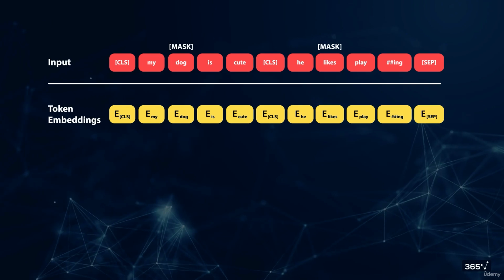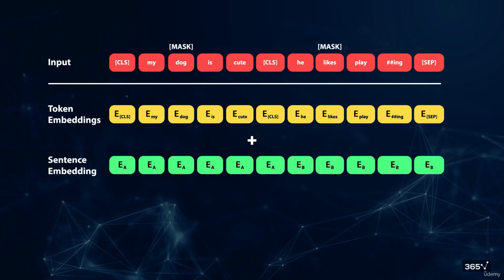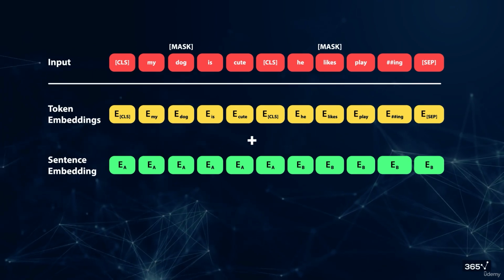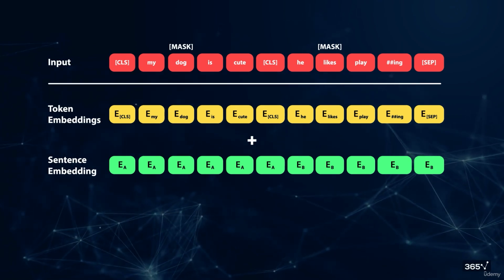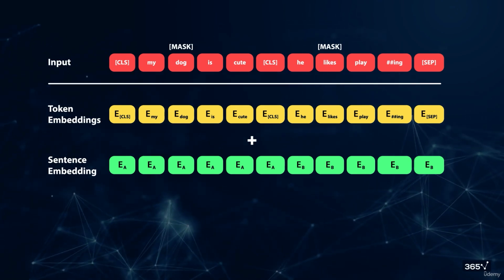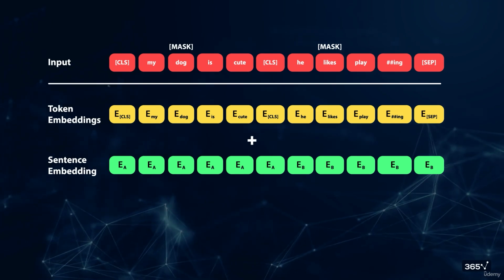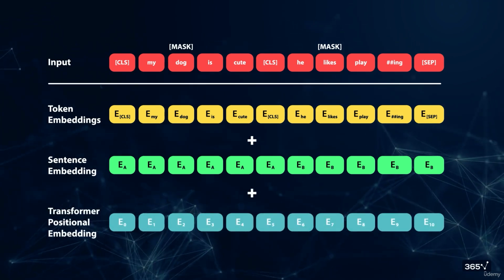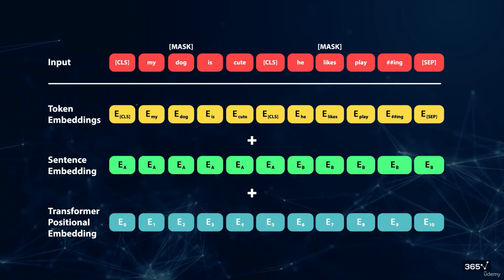The second type of embeddings are segment embeddings. BERT can accept pairs of sequences or text segments as an input. Segment embeddings help the model distinguish between different segments. And finally, BERT takes the positional embeddings. These embeddings encode the position of each token in the input sequence.